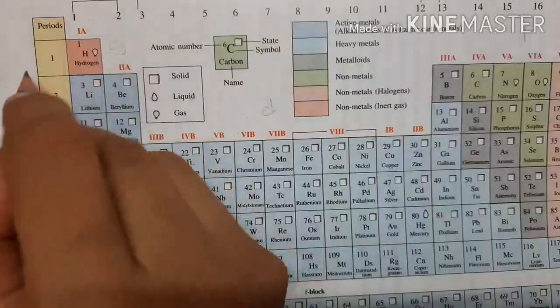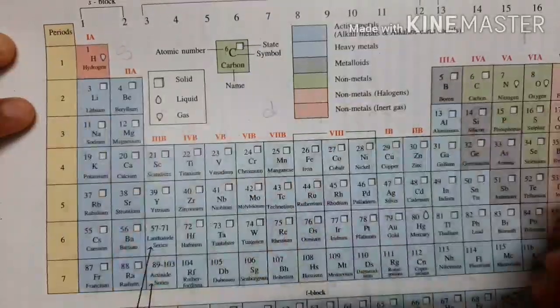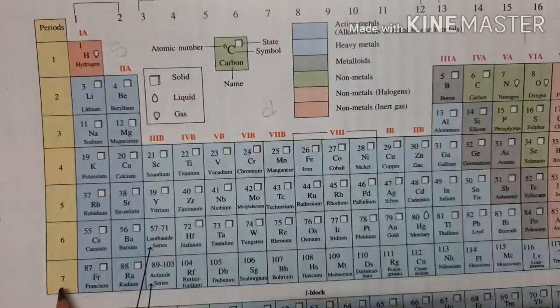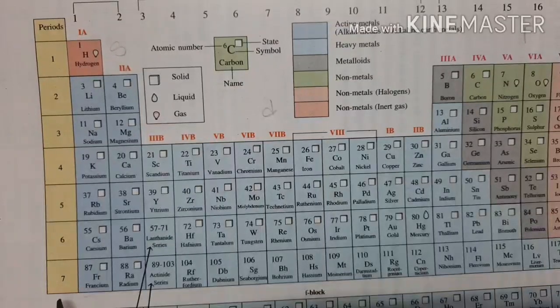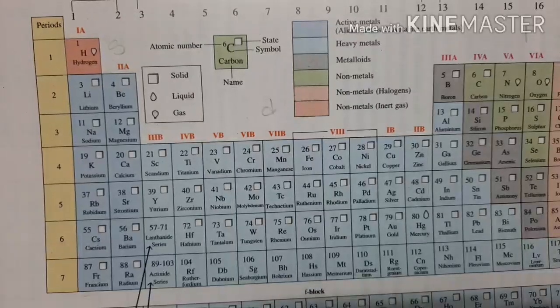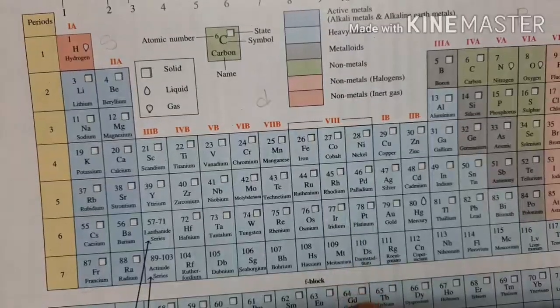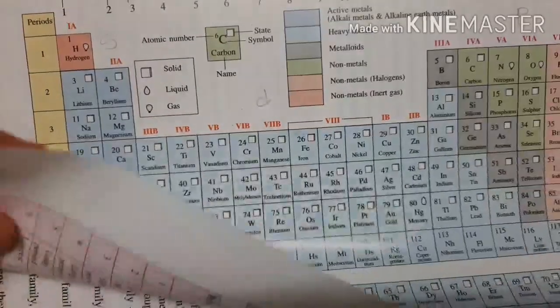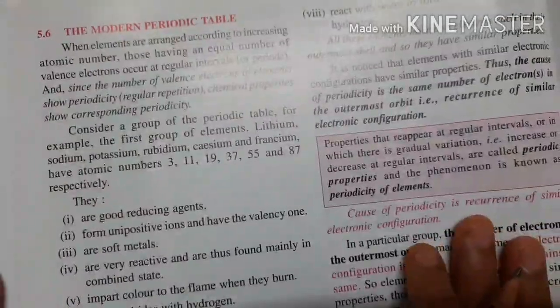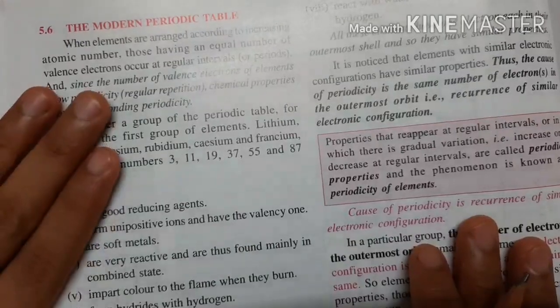Now there are 7 periods. First period, second, third, fourth, up to 7. Okay, these are the 7 periods. I hope till here you understand, students. Now before learning the next point, which is the modern periodic table explanation given here in your textbook. So whatever I told you before, that is given.